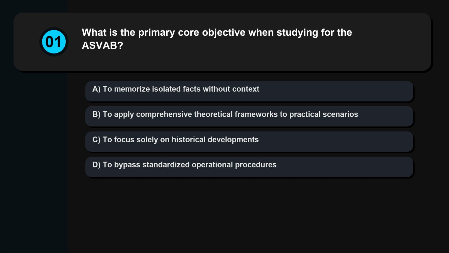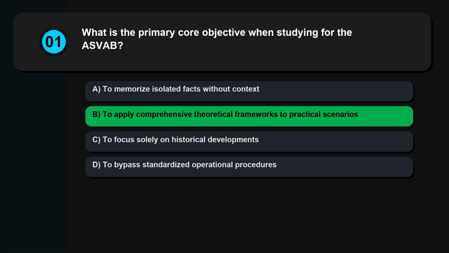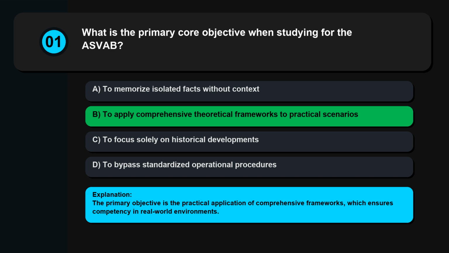Question 1. What is the primary core objective when studying for the ASVAB? To memorize isolated facts without context. To apply comprehensive theoretical frameworks to practical scenarios. To focus solely on historical developments. To bypass standardized operational procedures. The primary objective is the practical application of comprehensive frameworks, which ensures competency in real-world environments.